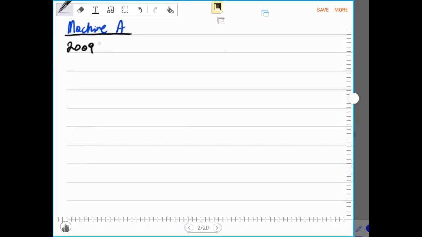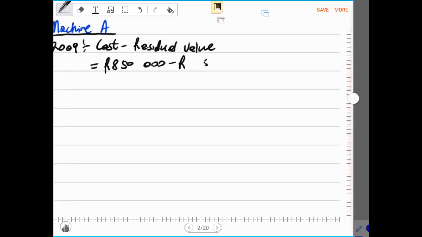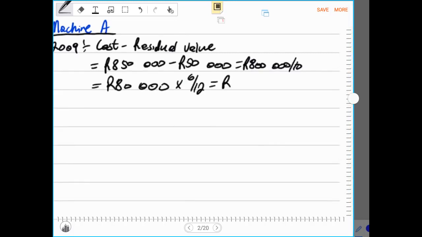So this is for the year 2009. We need to say cost minus residual value. Whenever it's a straight line, we take into account the residual value. So the cost of this machine is 850,000 rands minus the residual value of 50,000 rands. This will give us 800,000 rands, which has to be divided by 10 years of useful life. This will give us an amount of 80,000 of depreciation for the full year. But we need it only for half of the year, for the year 2009. So we times this by 6 over 12.